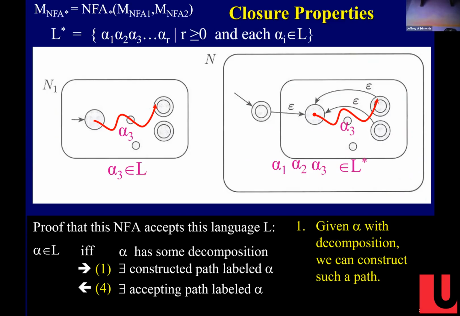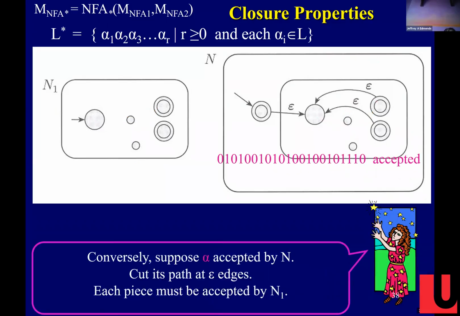Right? Everybody buy that? It says if it's in the language, then this machine accepts it. Then we want to go the other direction. Suppose we have some big crazy string that's accepted by this machine, and I want to prove to you that if it's accepted by this machine, then it's in L star. All right? How do I prove it?